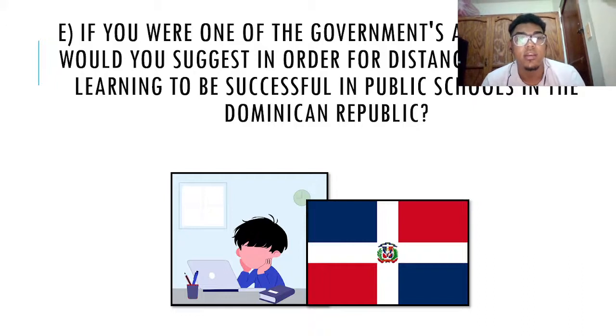Yes, okay. The last point says, if you were one of the government's advisors, what would you suggest in order for distance education or learning to be successful in public schools in the Dominican Republic? Well, honestly, it will be difficult, but I will try to find a way for both, that is to say students and teachers, to communicate and learn in the simplest way possible.